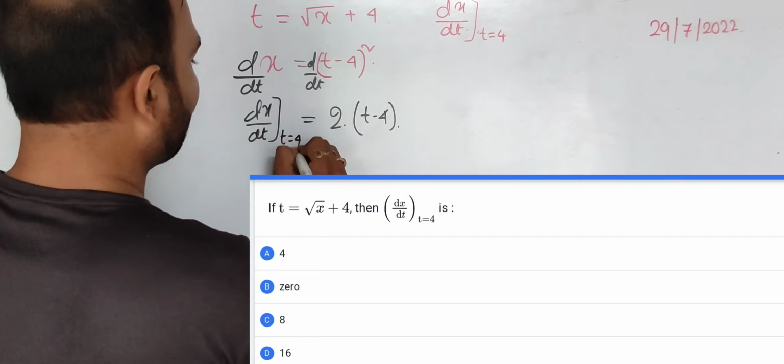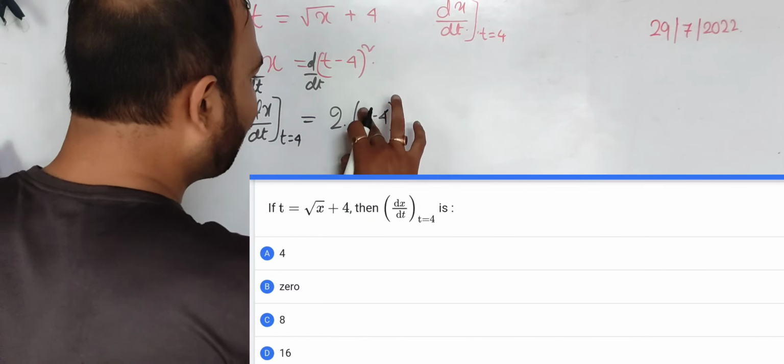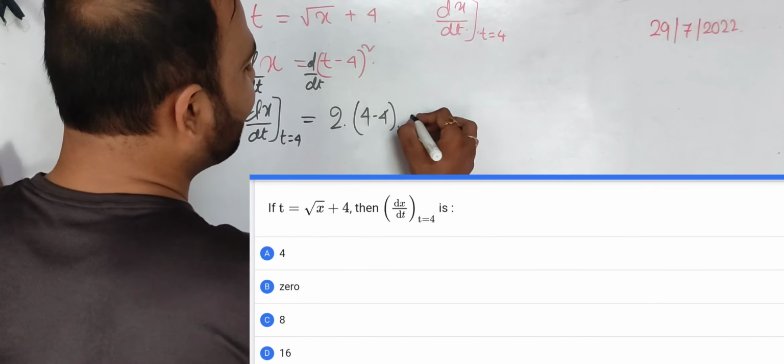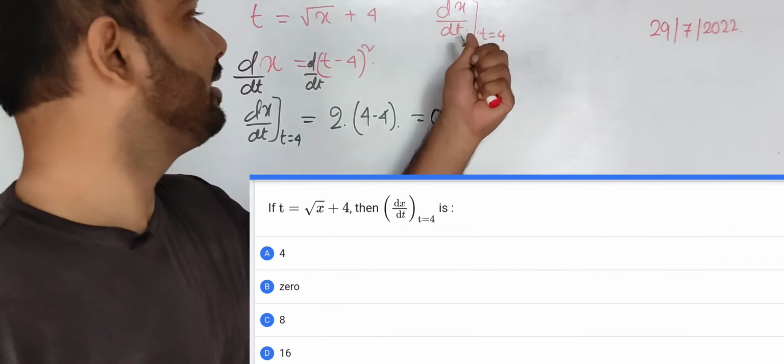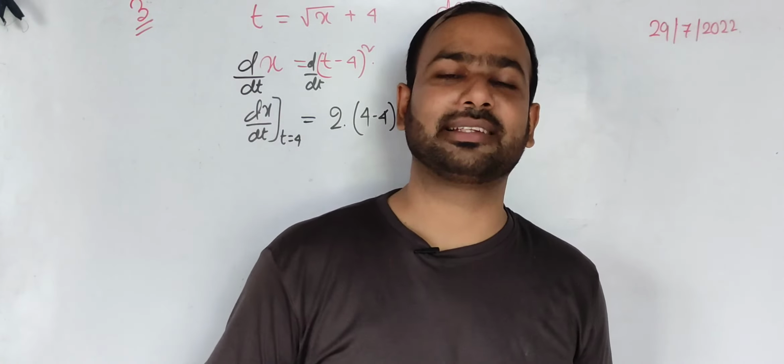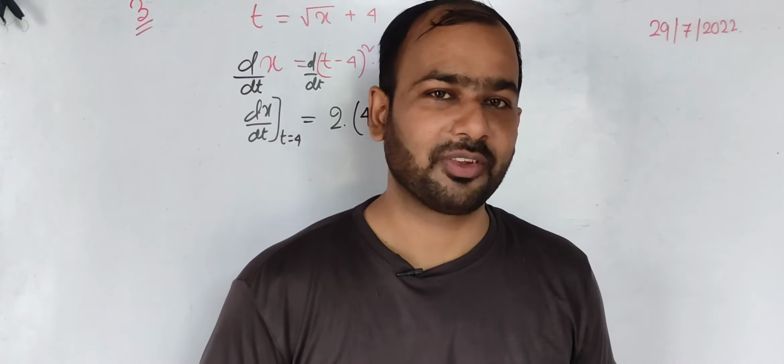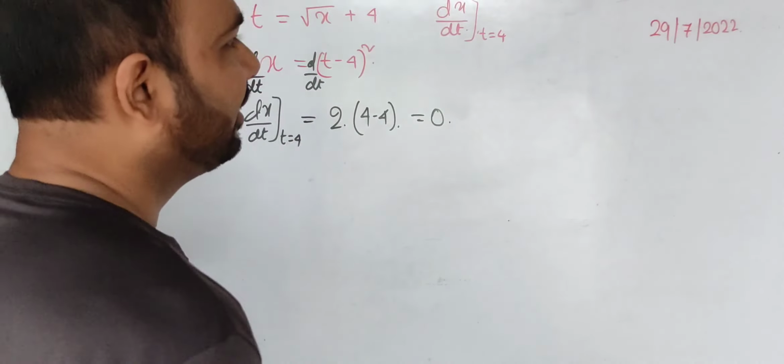At t equal to 4, what we have to do? Simply put the value of t over here. Dx by dt is 2 times 4, that is 8. Dx by dt is the velocity, so the velocity of the particle at t equal to 4 is 8. Very simple question. Next question.